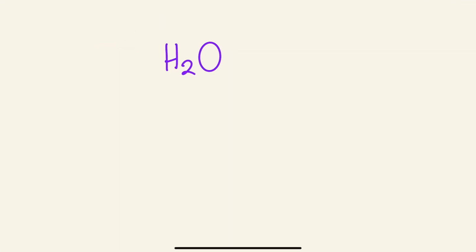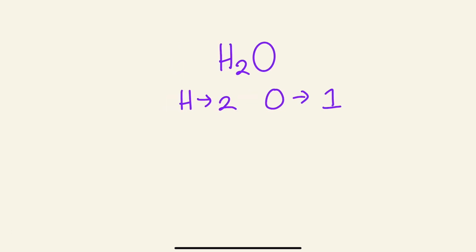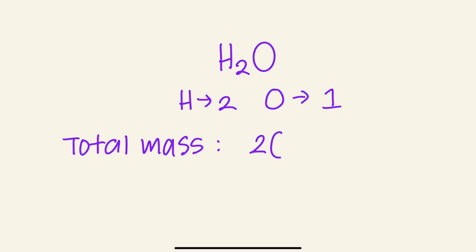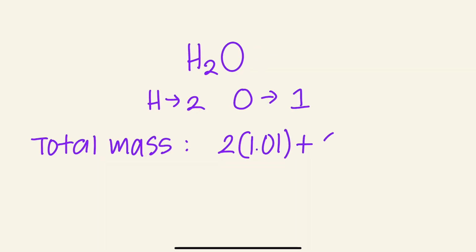What if we have something like H2O? We know that we have 2 hydrogens and 1 oxygen. So that's going to change the process a little bit. First, I'm going to get my total mass. I have to do 2 times the atomic mass of 1 mole of hydrogen, which is 1.01, plus 1 times the mass of 1 mole of oxygen. If we do that, we'll get 18.02 grams.